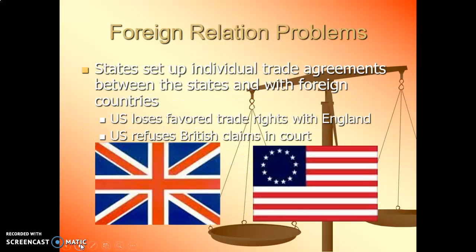So, foreign relations problems. States set up individual trade agreements between the states and foreign countries. So in other words, you had 13 different trade agreements plus the national government, so that would be 14. We lose favored trading rights with England. The U.S. refuses British claims in court. In other words, we're not going to give them money we owe. So we have problems growing really over these 13 to 14 different trade agreements.